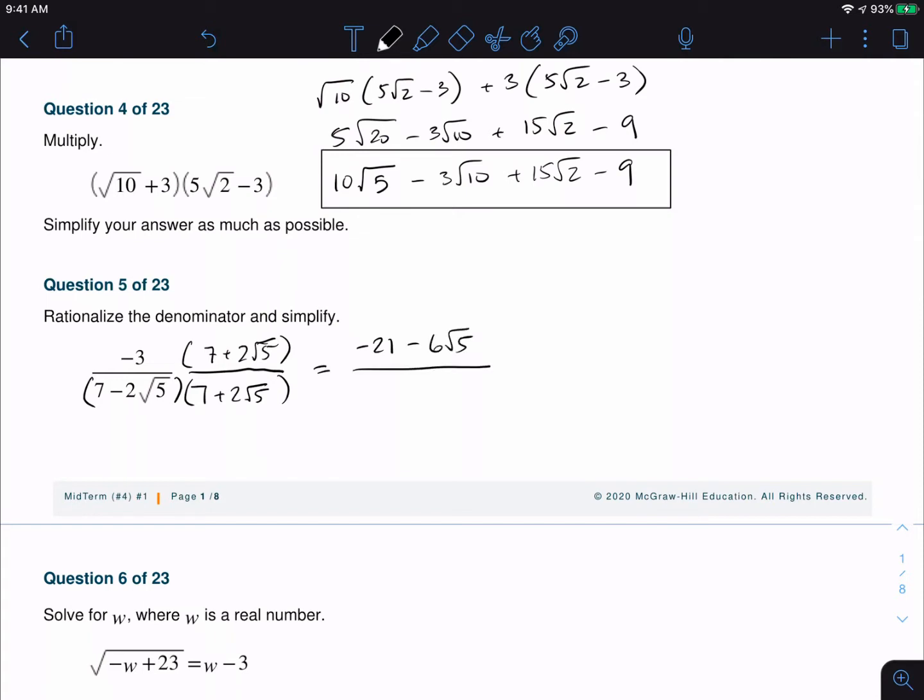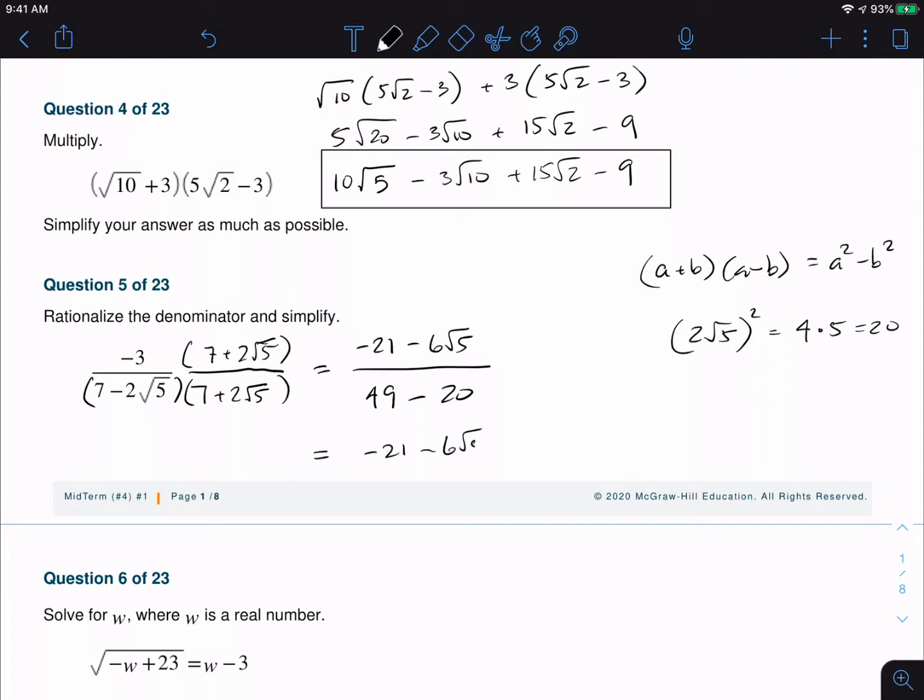And then in the denominator, these end up being like a difference of squares. So a plus b times a minus b is equal to a squared minus b squared. So my a in this case is 7. So 7 squared is 49. And my b squared is 2 radical 5. So 2 radical 5 squared is going to be 4 times 5, which is 20. So I'm going to get 20. And so I'm going to end up getting negative 21 minus 6 radical 5 over 29.